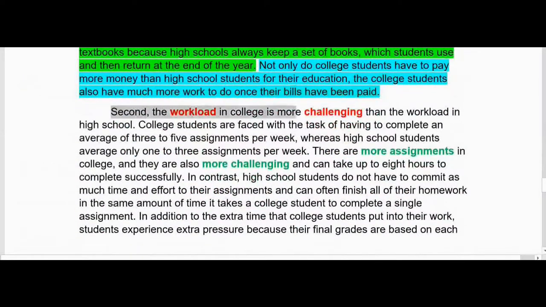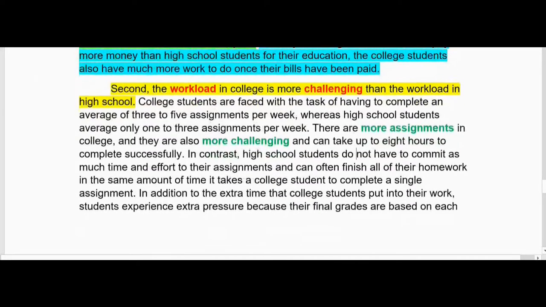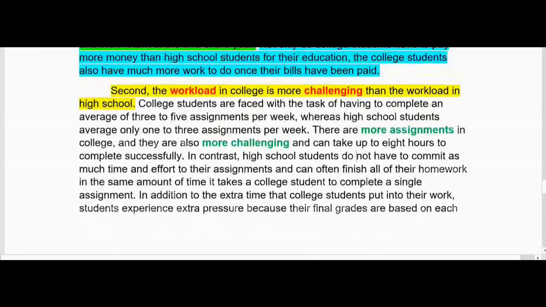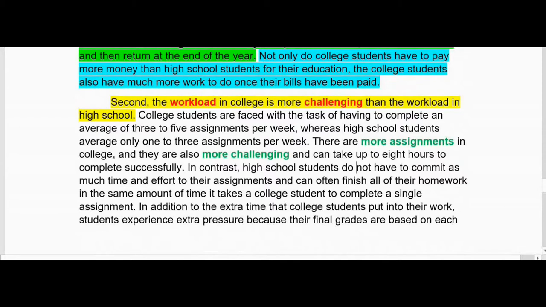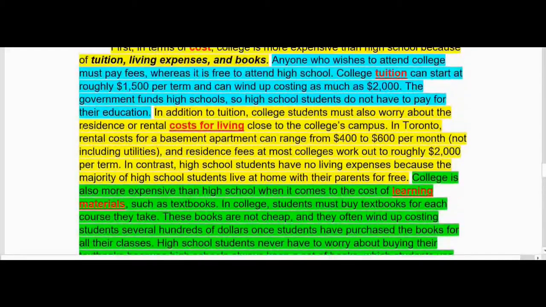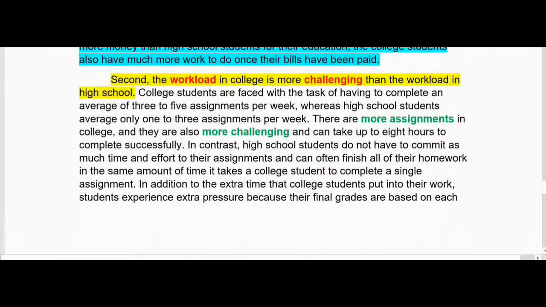And then I start again my second body paragraph. I start with my topic sentence, and then of course here I'm gonna have my supporting details. Now let's take a look at the topic sentence of the second body paragraph. When we say second, the workload in college is more challenging than the workload in high school. As you can see, I have my topic sentence, and unlike the first topic sentence, here in this second one, I'm not describing my supporting details. As I told you before, it's not mandatory to have the supporting details included in the topic sentence. So you have two options, all right?